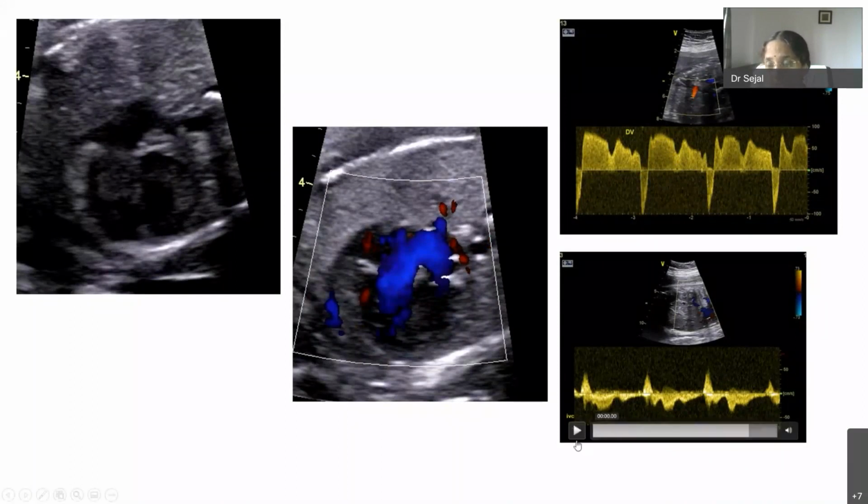Here, this is an IVC Doppler. What you see above the baseline are A waves, and below the baseline are the S and D waves. And obviously it is brady, so the rates are very low, and the atrial reversal is seen here. But again, remember that we cannot consider this direct evidence of hydrops.